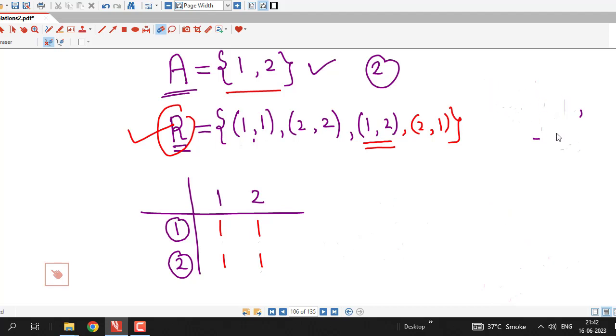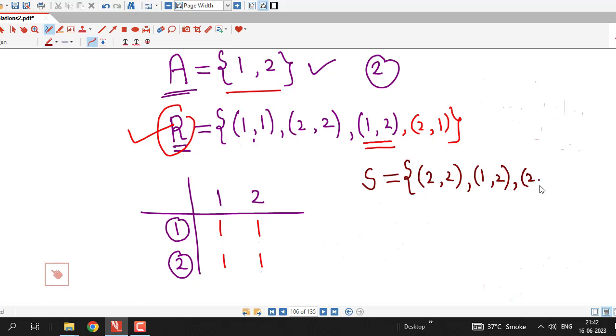Similarly, we can construct another symmetric matrix also. For example, suppose I consider S equal to say {(2, 2), (1, 2), (2, 1)}, then this is clearly symmetric. And if we write down the matrix corresponding to this, then 1 1 is absent, so here I write 0. 1 2 is present, so I should write 1 here. 2 1 is present and 2 2 is also present.